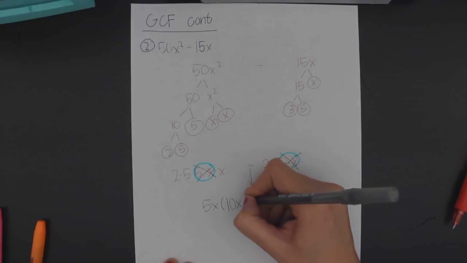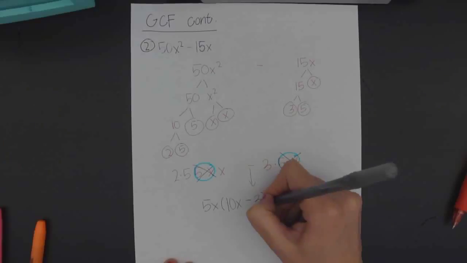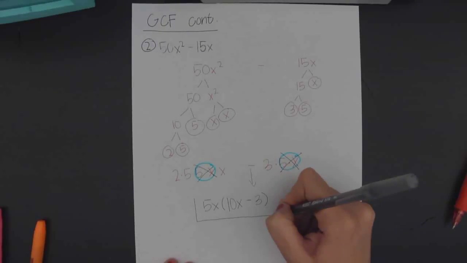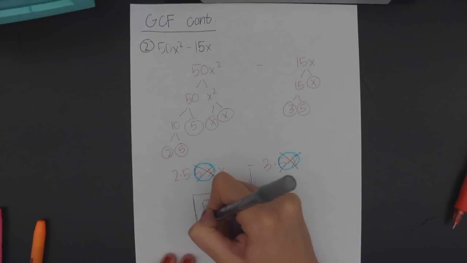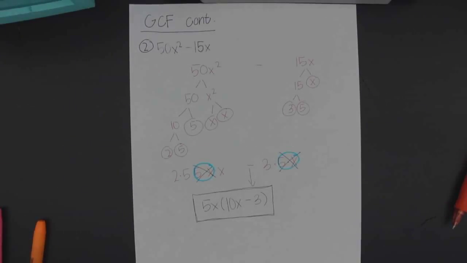I bring my sign straight down, and what do I have left on this side? A lonely 3, so just a 3. So my answer to that one, by pulling out the greatest common factor, would be 5x parentheses 10x minus 3.